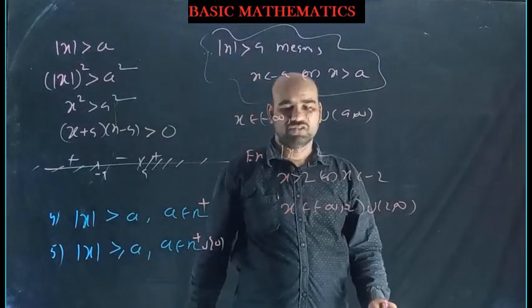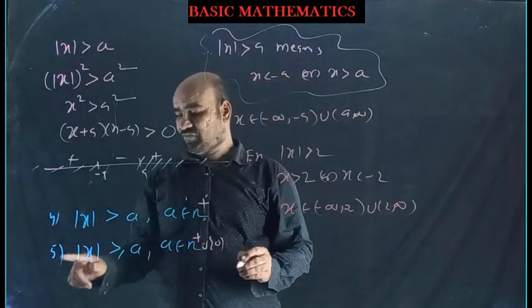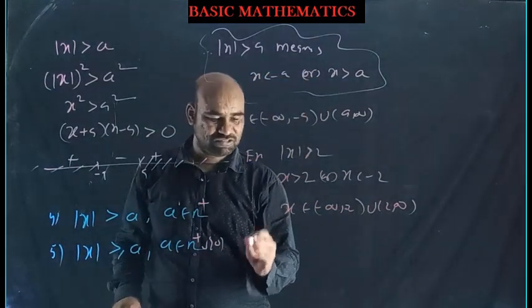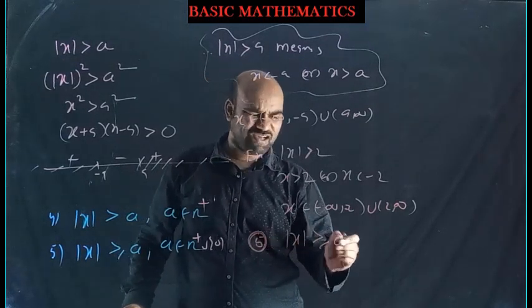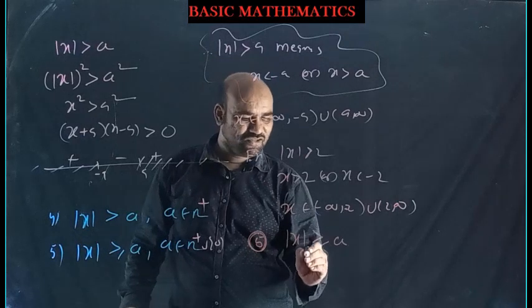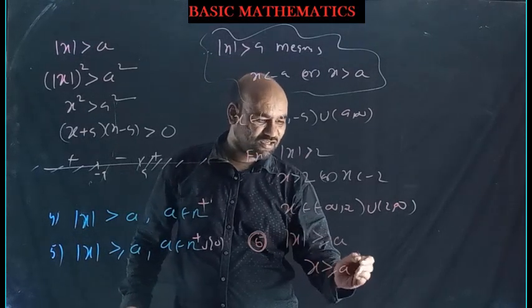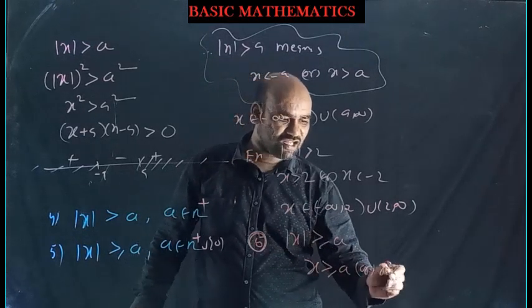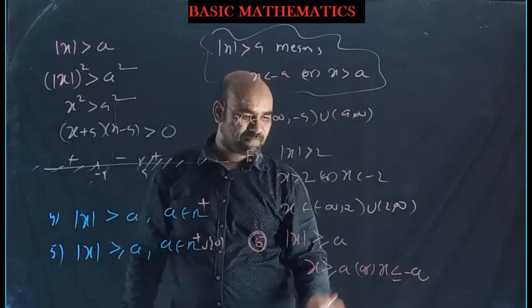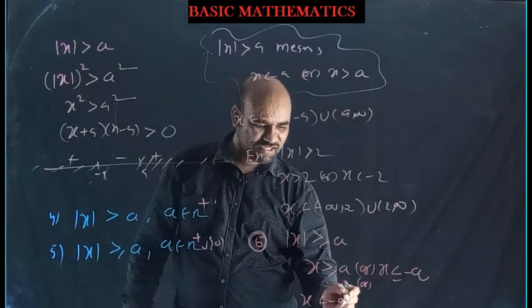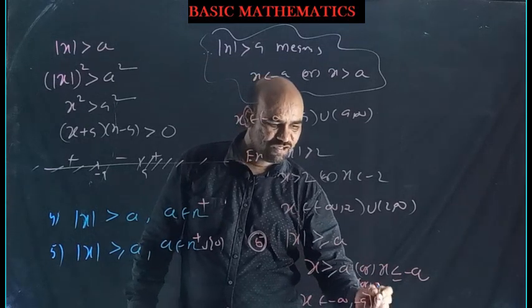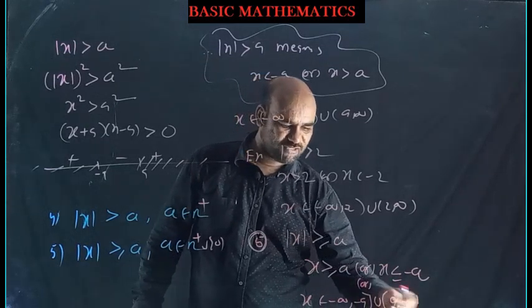Okay. So the fifth one: modulus of x greater than or equal to a. Directly we can write x greater than or equal to a or x lesser than or equal to minus a, or by the number line concept x belongs to minus infinity to minus a closed union closed a to infinity.